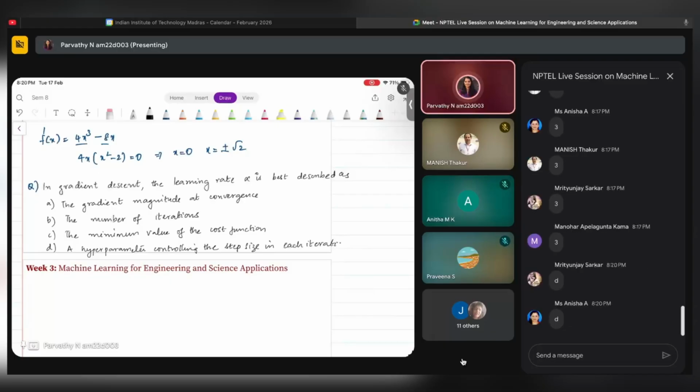So in gradient descent, what is the learning rate alpha? Yes, it is a hyperparameter that controls the step size in each iteration.